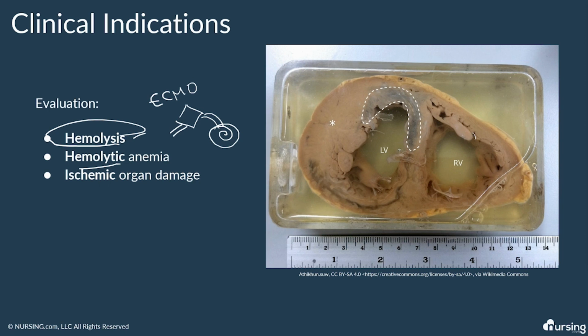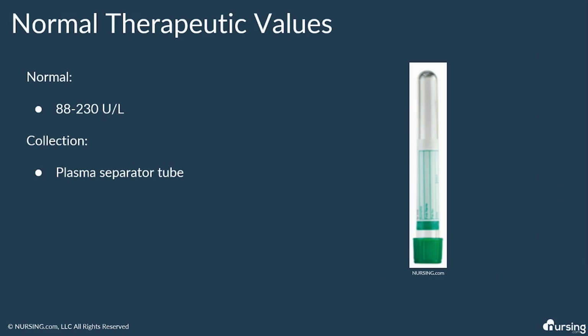It's also going to be drawn to evaluate for ischemic organ damage. Like we talked about on that first slide, you can see here after an MI, this section of tissue that became ischemic and died. Normal therapeutic values are between 88 and 230 units per liter.